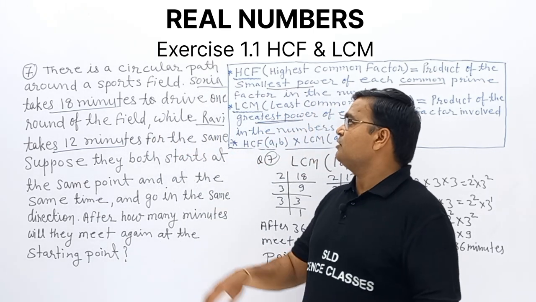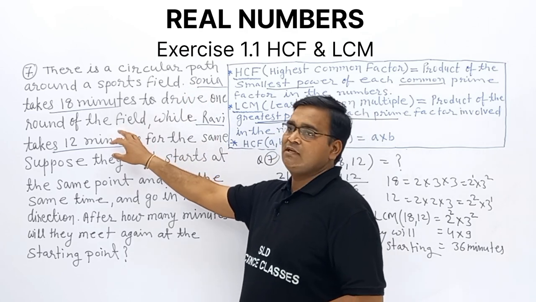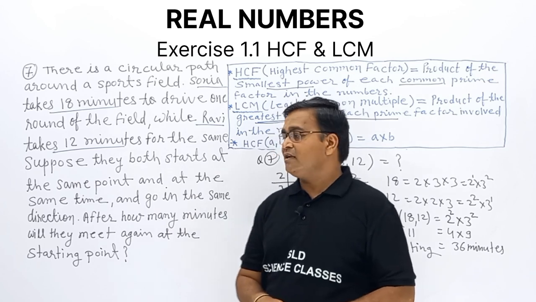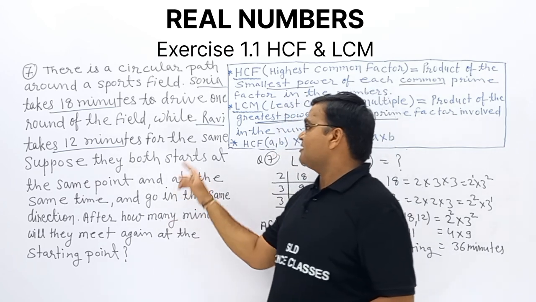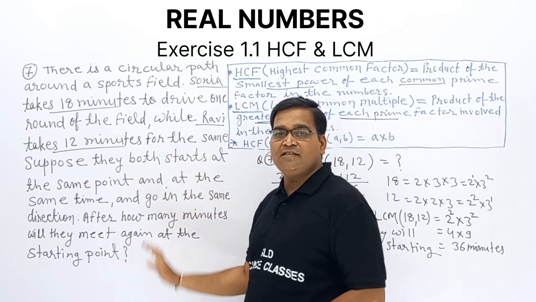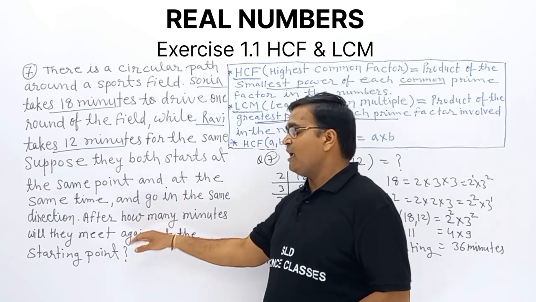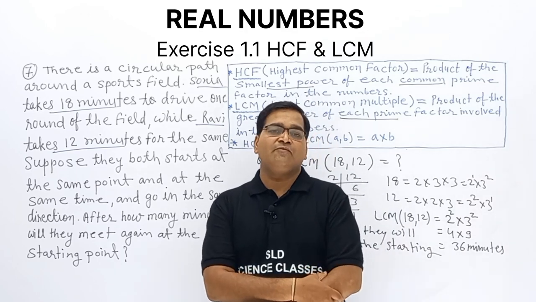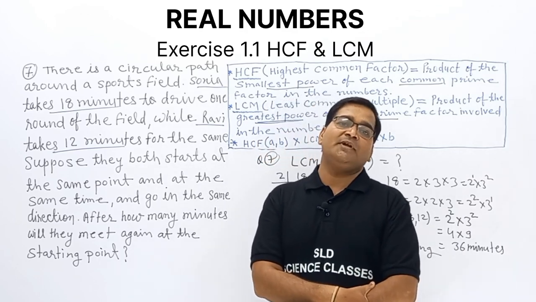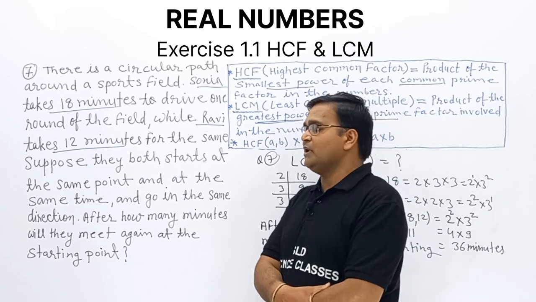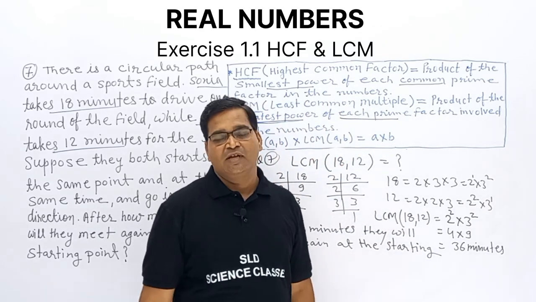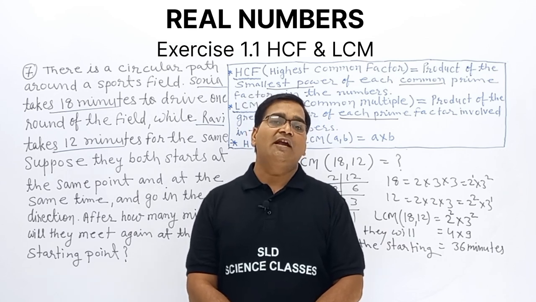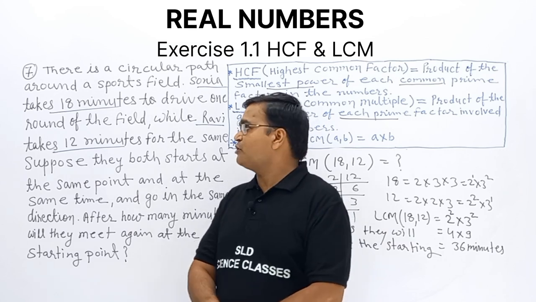This is an easy question. Two persons, Sonia and Ravi. Sonia takes 18 minutes and Ravi takes 12 minutes, starting their round at the same time, same place and in the same direction. When will they meet again at the starting point? For finding the value in these types of questions, we take the least common multiple, and the least common multiple will be 36 minutes. After 36 minutes they will meet again at the starting point. So this is the solution of question number 7.